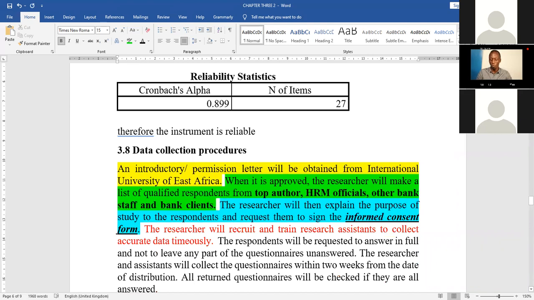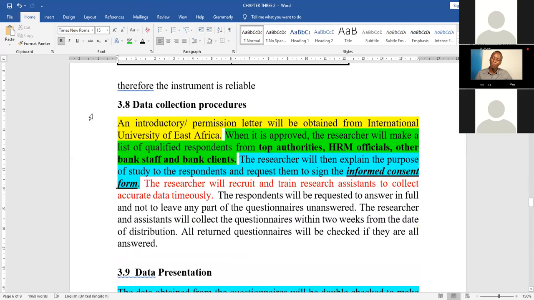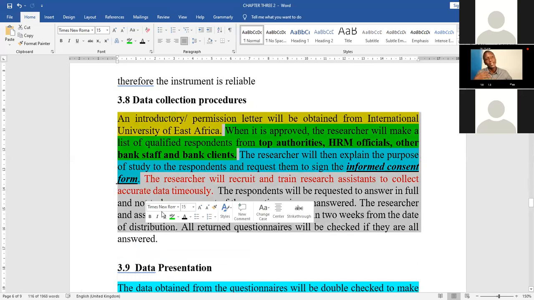Let us go to something else, which is data collection procedures. Now, when you are conducting research, you also have what you call data collection procedures, the procedures that you are going to go through to collect data. Okay, so these are the procedures.